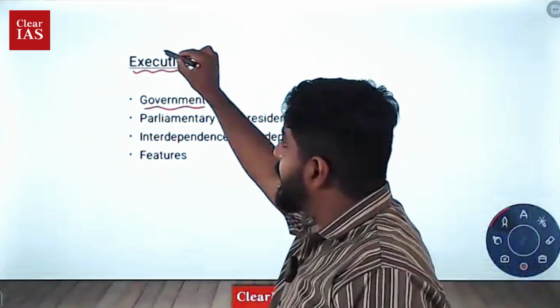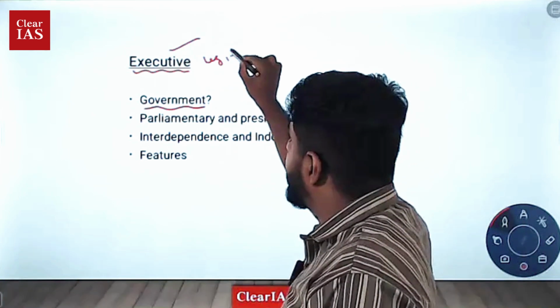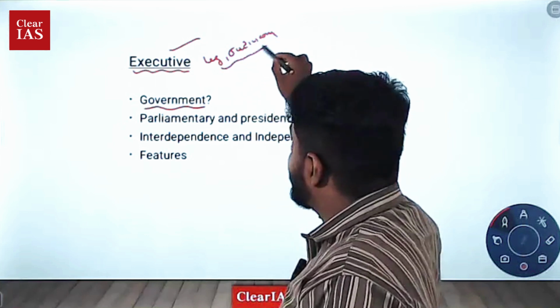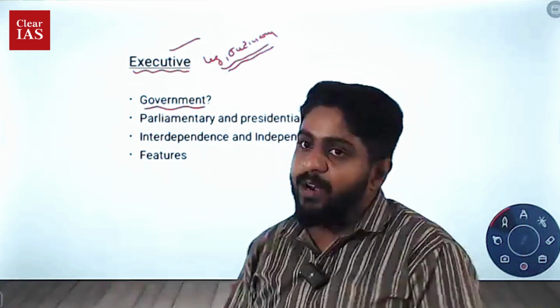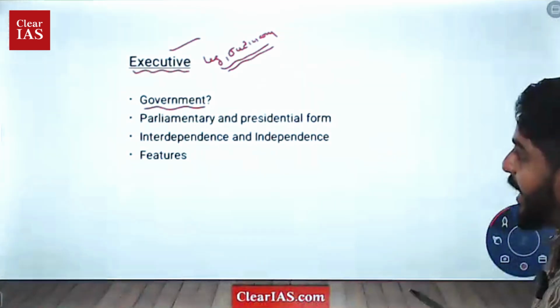And you know that the government in a democracy consists of three organs. And one of its organs is the executive, isn't it? The other ones being the legislature and the judiciary. So legislature, executive, and judiciary is what constitutes a government in a democratic form. And now we will have to understand about the executive.